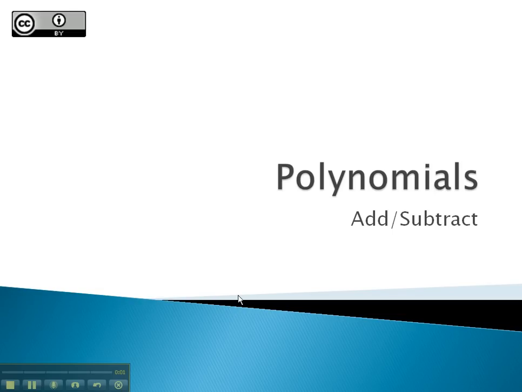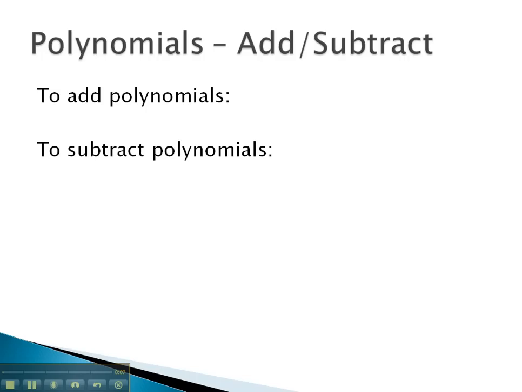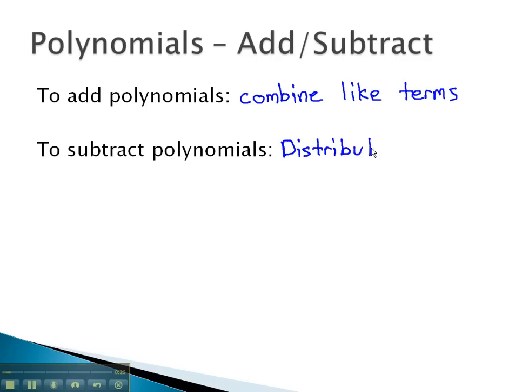In this video, we will look at how we can add and subtract polynomials. As we add polynomials, we simply will be combining like terms. Subtraction with polynomials is very similar. We just must distribute the negative sign first. Let's take a look at a couple examples where we add and subtract polynomials.